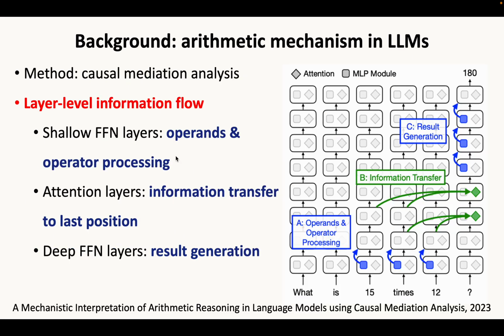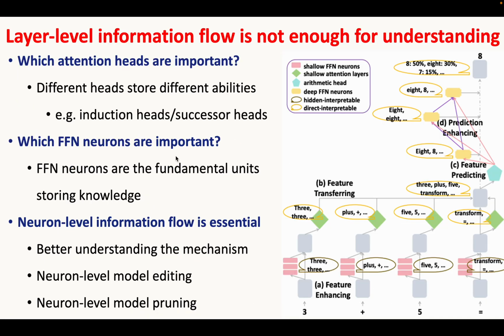Previous methods have explored the information flow using causal mediation analysis. They found that shallow FFN layers process the inputs, then attention layers transfer the information to the last position. At last, deep FFN layers generate the outputs. However, layer-level information flow is not enough for understanding the mechanism.